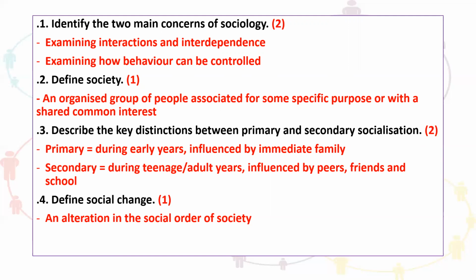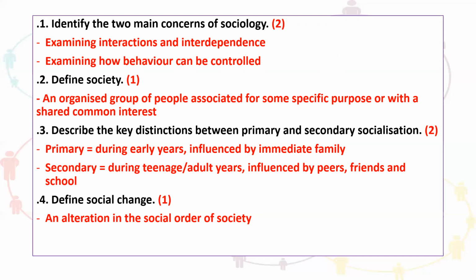So an organized group of people associated for some specific purpose or with a shared common interest. Now you might find a slightly more straightforward way of putting that down as a statement, but essentially those are the sorts of terms that you've got to be using. So it's an organized group of people that share some sort of specific purpose or a common interest. Number three, the distinction between primary and secondary socialization.